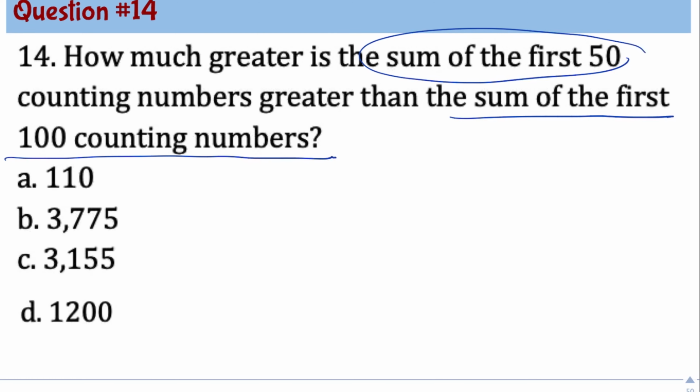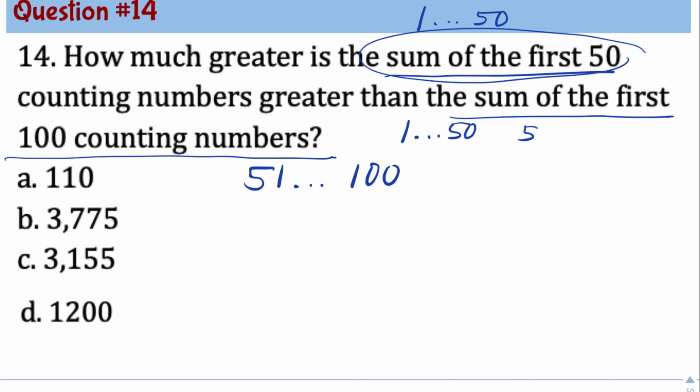To find the difference between these two sums, we're simply getting the sum of the numbers from 51 up to 100. The reason for that is for the first set, the sum of the first 50 counting numbers, that's 1 all the way up to 50. For the sum of the first 100 counting numbers, that's 1 through 50, and then we also need to include 51 all the way to 100. So we need to find the sum of the numbers from 51 to 100. And that is an arithmetic sequence because the number increases by 1 each time.